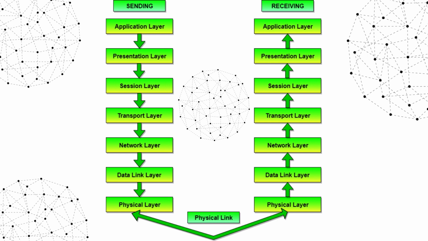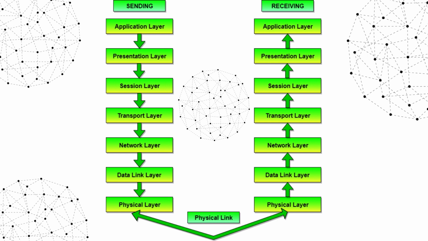Okay, so in computer networking, a network model is a conceptual framework that standardizes the functions of communication between networking devices. These models provide a structured approach to understanding how data is transmitted across networks and how different network components interact with each other. Two of the most well-known network models are the OSI, meaning Open Systems Interconnection model, and the TCP/IP, Transmission Control Protocol/Internet Protocol model. So, at first we will discuss the OSI model.